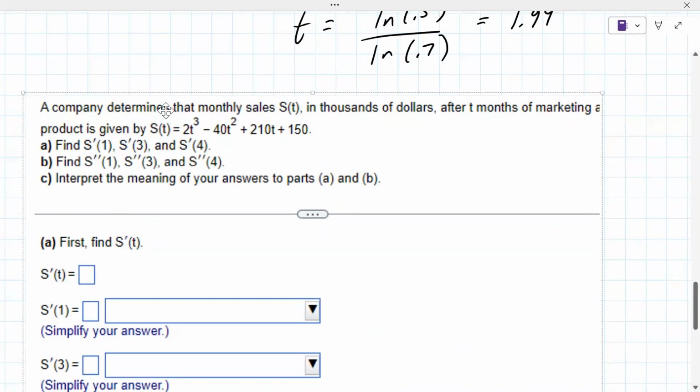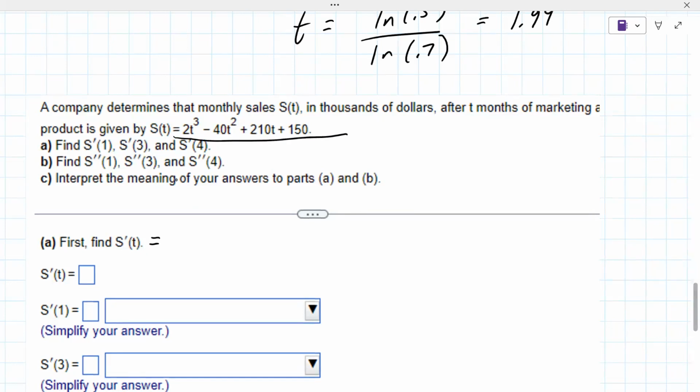How many determines monthly sales, S of T in thousands of dollars? So why don't you try finding the derivative of this function. While you're doing that, I'm going to step away and grab some coffee. If you can take the derivative, you're just evaluating it at one here. I'll be right back.